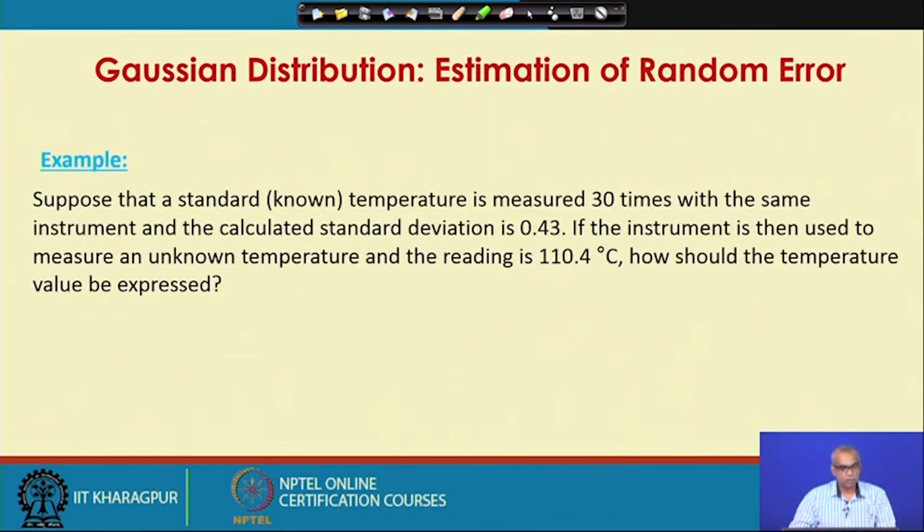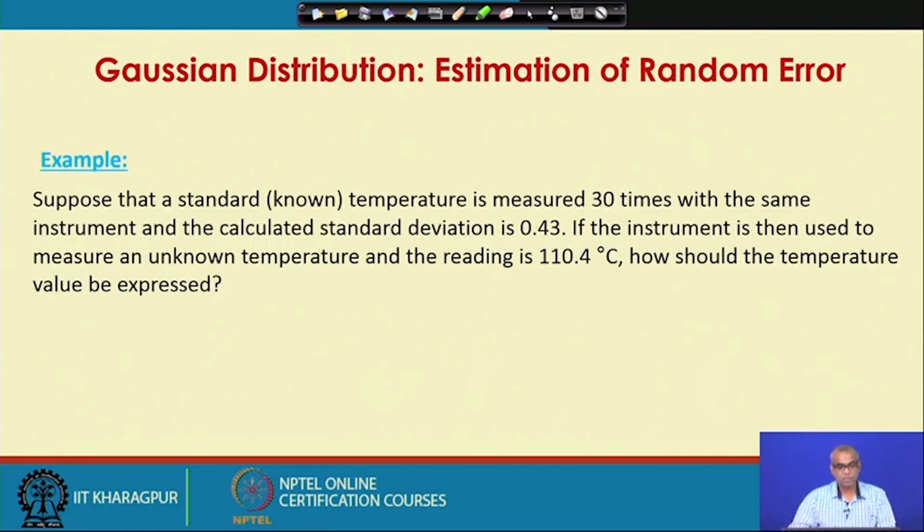Let us ask a simple question. Suppose that a standard or known temperature is measured 30 times with the same instrument and the calculated standard deviation is 0.43. If the instrument is then used to measure an unknown temperature and the reading is 110.4 degrees Celsius, how should the temperature value be expressed?